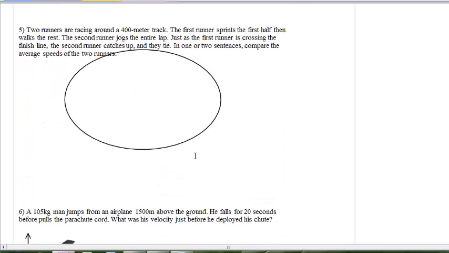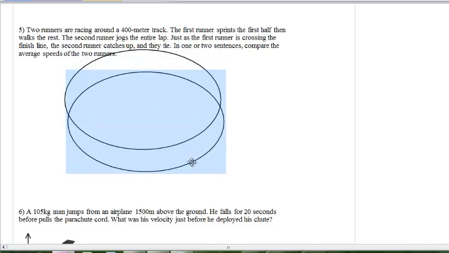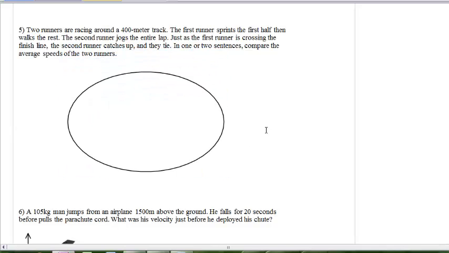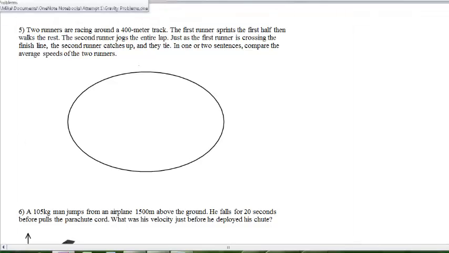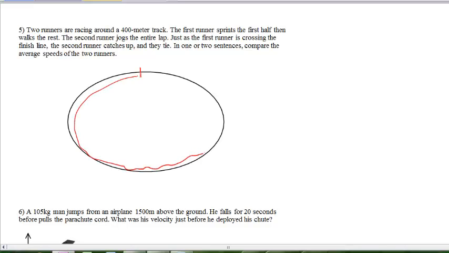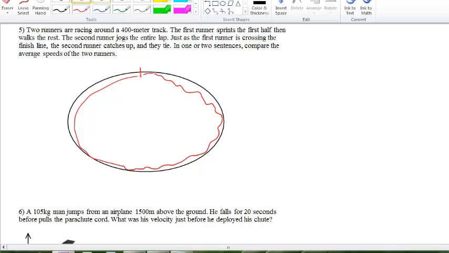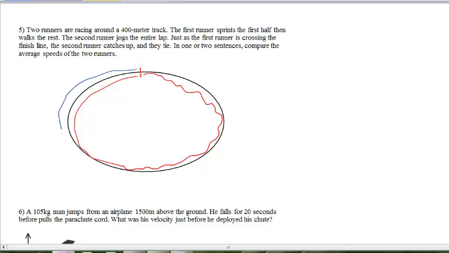Okay. So now this is another average velocity question. In this case, we have two runners who are racing around the track. Okay, they start at the same point, say here. The first runner starts very quickly and then halfway around begins to walk. Okay, slows way down. The second runner keeps up a fairly consistent pace all the way around. Okay, and they end up finishing at the same time.